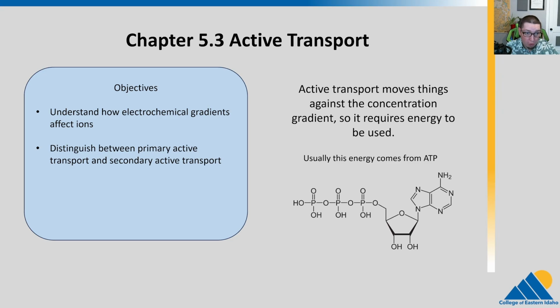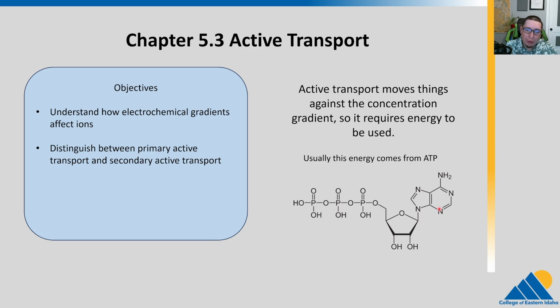All right, so in the previous chapter, we talked about passive transport. In this chapter, we are going to talk about active transport, which is going to be used to move things against the concentration gradient. And because of that, it's going to require some sort of energy to be used. In most cases, that energy comes from a molecule called ATP. We've talked a little bit about ATP already, but we will talk a lot more about it and how it's made in the coming chapters.